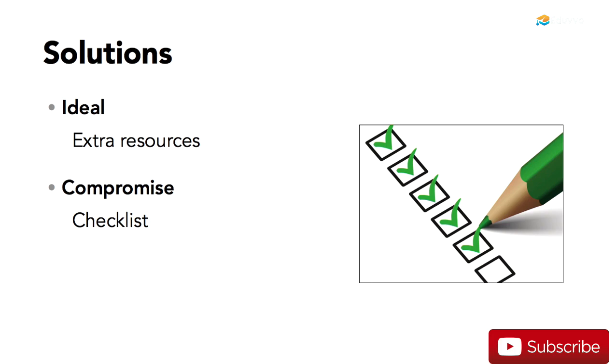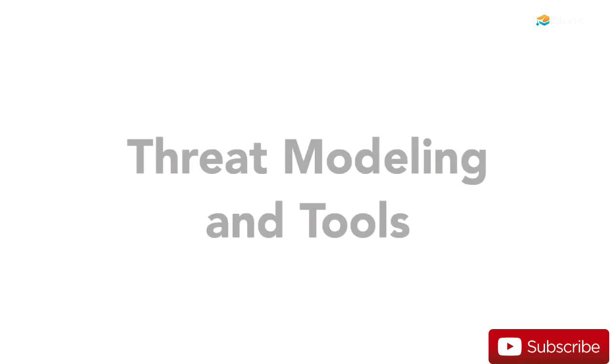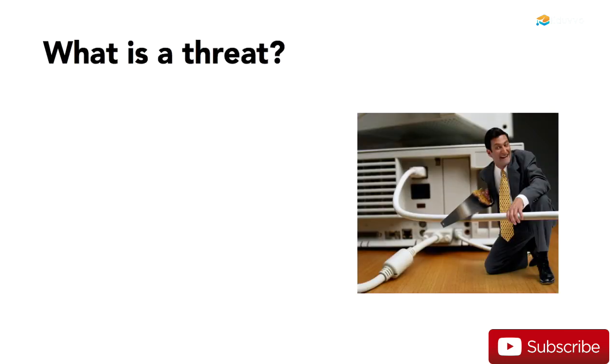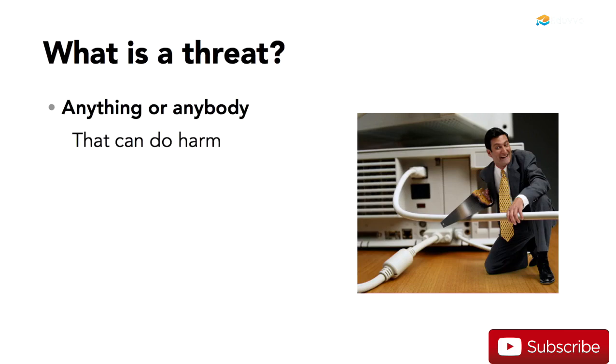Correcting the missing security requirements tends to be costly, as in the case of any missing requirements. You might have to rewrite the entire software in the worst-case scenario. Threat modeling is a must for secure software engineering. Let's define threat first. A software security threat is anything or anybody that could do harm to your software system.